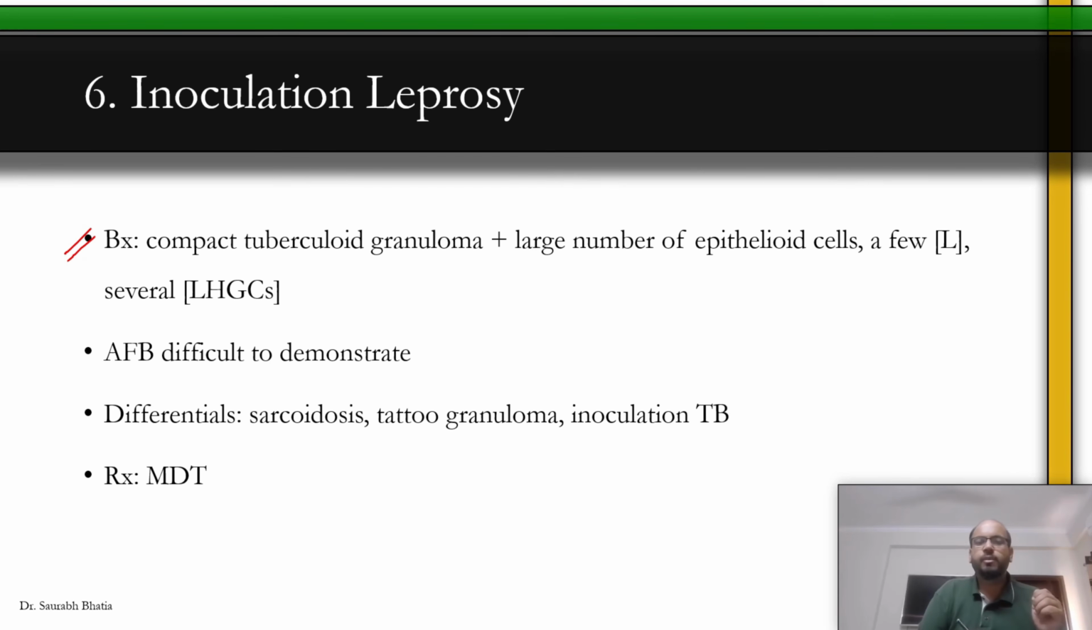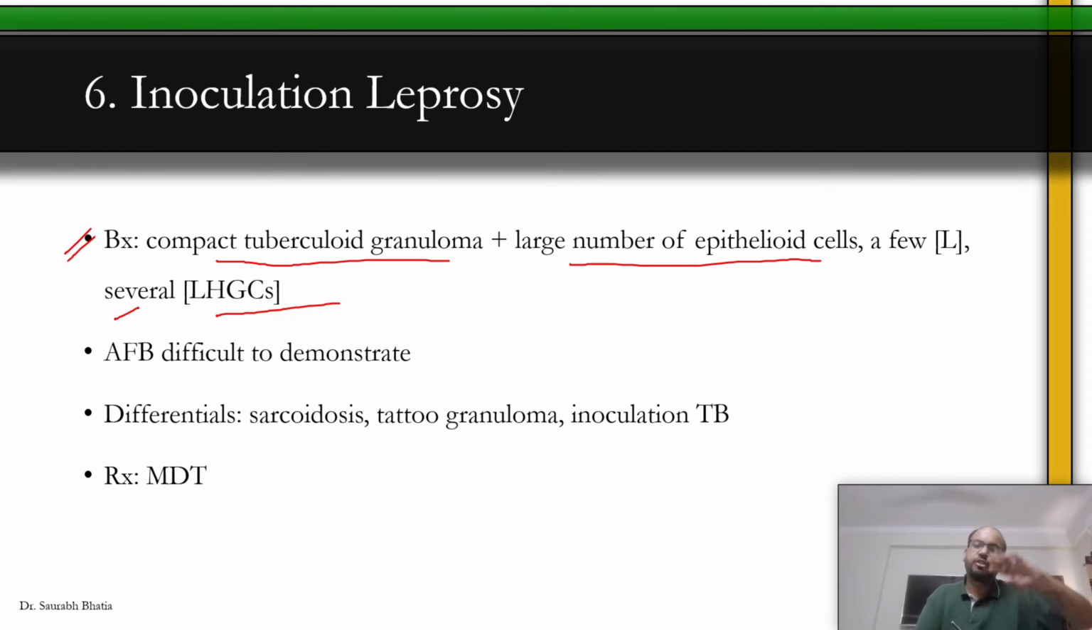If we do a biopsy from the granuloma, you see a compact tuberculoid granuloma that is lymphocyte rich with macrophages, with large number of epithelioid cells, lymphocytes and several Langerhans giant cells. You see a lot of giant cells there because they are trying to engulf M. leprae and keep it there itself. AFB is difficult to demonstrate because we know towards the tuberculoid pole, AFB is very difficult to demonstrate because they have been destroyed by the immune cells.